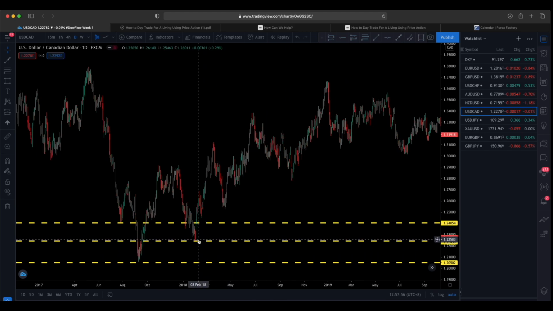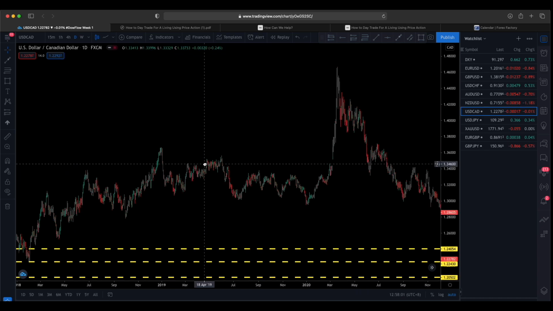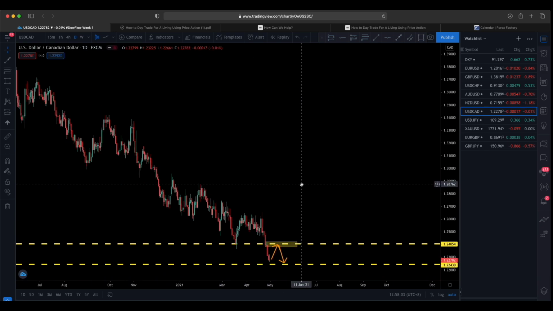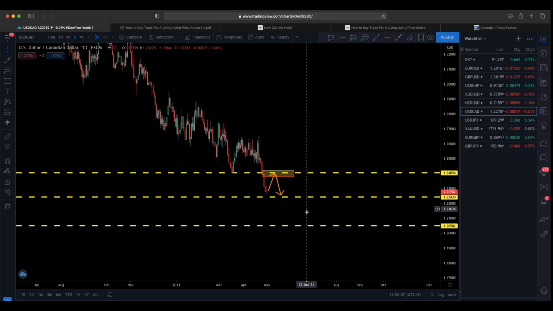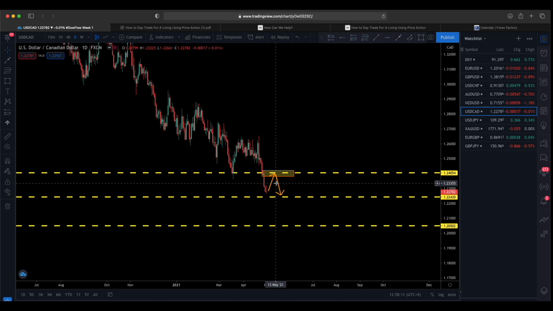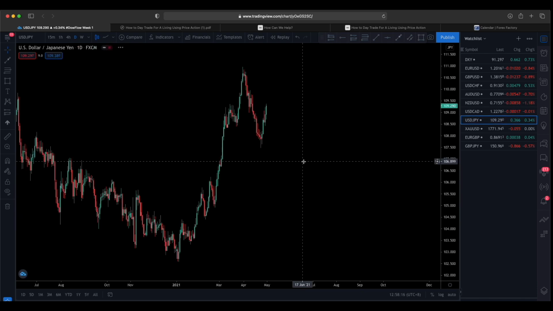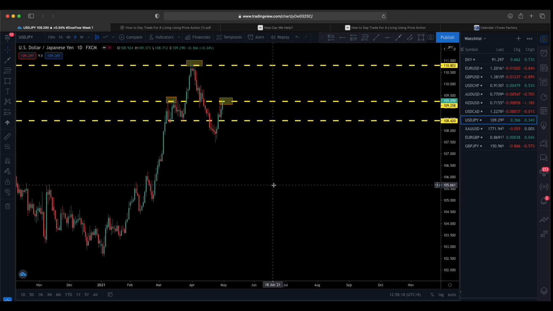This level is just here, nothing special. You can see that this was a swing low, and this level is this swing low right here. Okay, this is a very straightforward trade. So if we can get a short right here, then our targets will be this level and this level. Okay, a lot of space, a lot of profit to be made if price retraces to this nice level right here. Now let's move on to dollar yen.